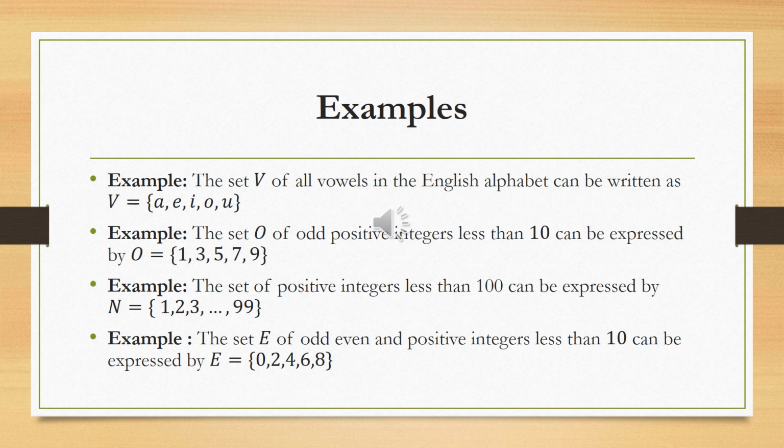Another example, the set of even integers less than 10, and we call this E. So this is a set of not only positive but also zero and even integers. Then we have the set E, which consists of 0, 2, 4, 6, 8.